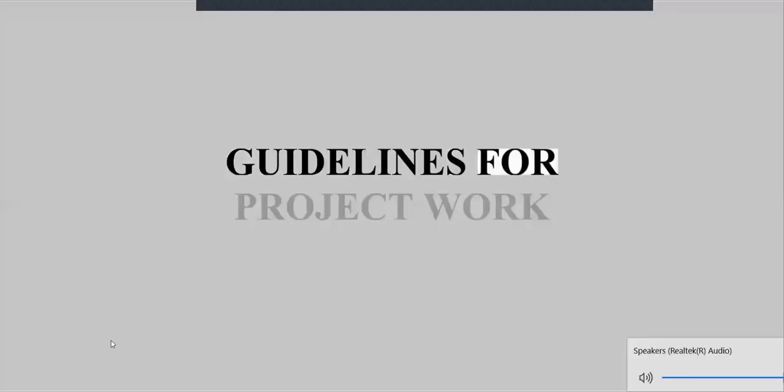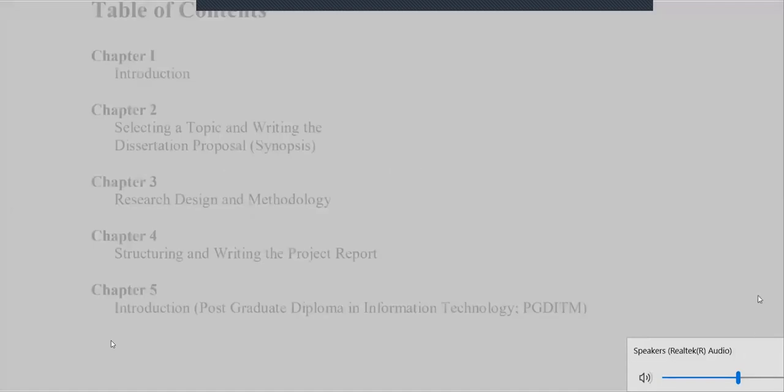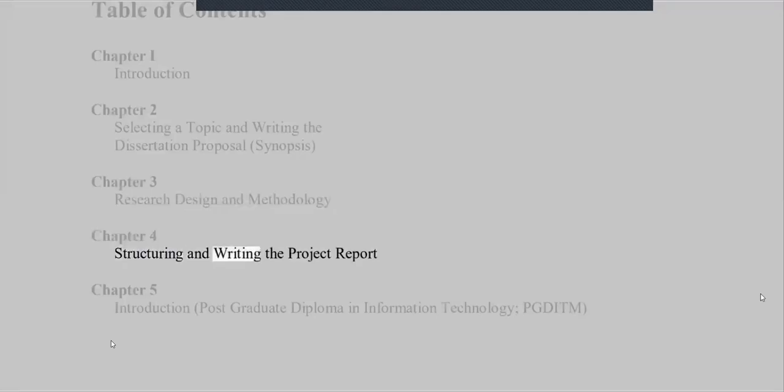Guidelines for project work. Table of contents. Chapter 1 Introduction. Chapter 2 Selecting a topic and writing the dissertation proposal, synopsis. Chapter 3 Research Design and Methodology. Chapter 4 Structuring and writing the project report.